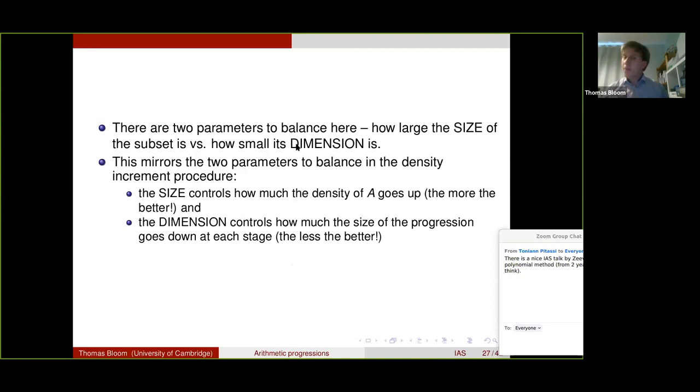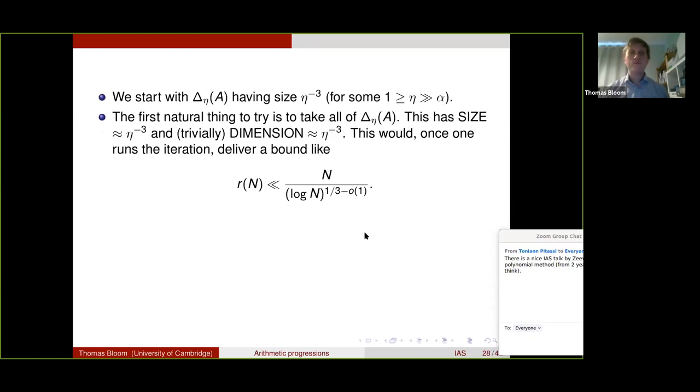But now at this point you can forget about density increment and just focus on the task of finding a subset of the spectrum with large size and small dimension. So where are we starting? We're starting with some spectrum, delta sub eta, with size eta to the minus 3. So what's the natural thing to do? Well, we should start by seeing what happens if we take all of this spectrum. This has really good size eta to the minus 3, and trivially the dimension is also at most eta to the minus 3, right? Trivially a set spans itself.